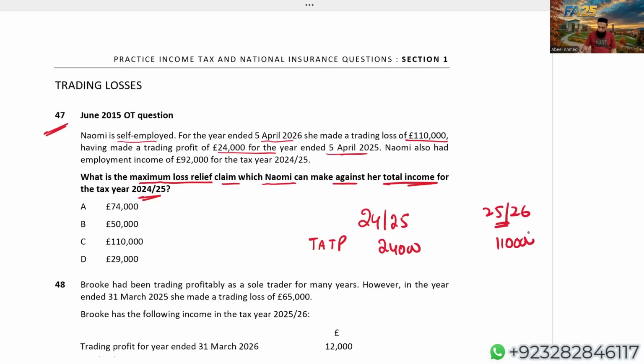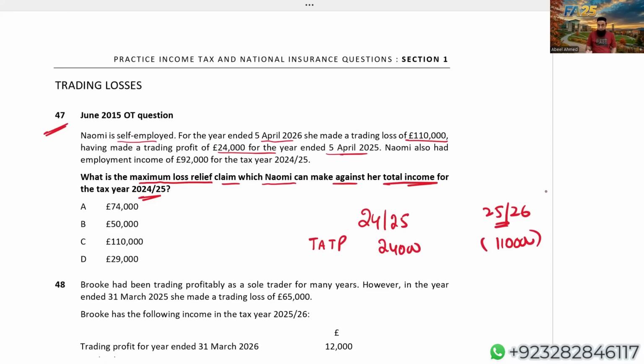Now let me tell you one thing. Some of the students, while solving this question in the exam, will make one mistake here. Very few students will make that mistake, but still a few students will definitely make it, and that mistake is being unable to recognize the appropriate tax year.